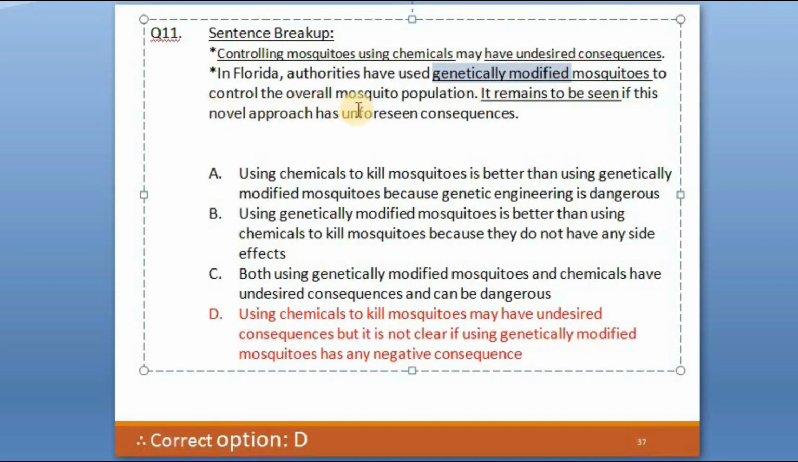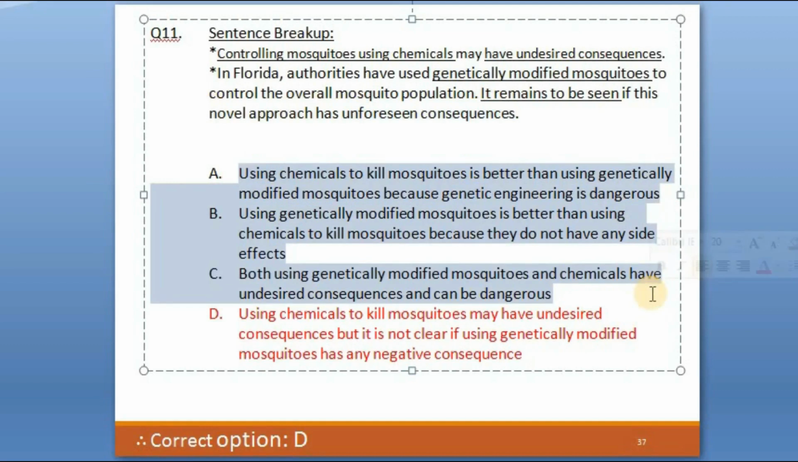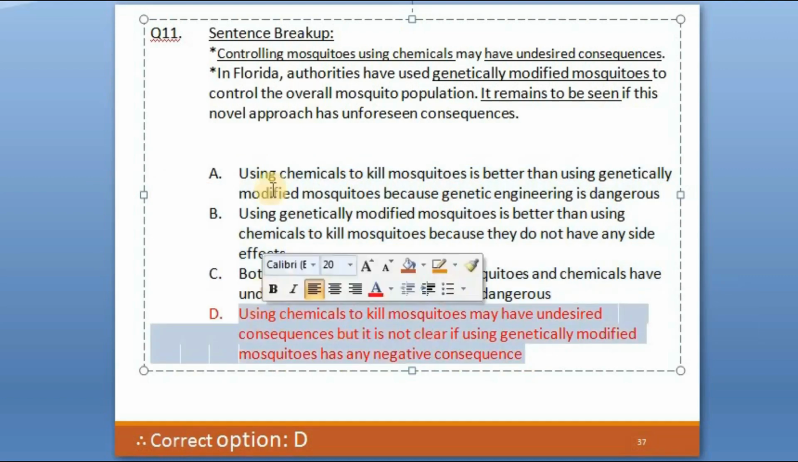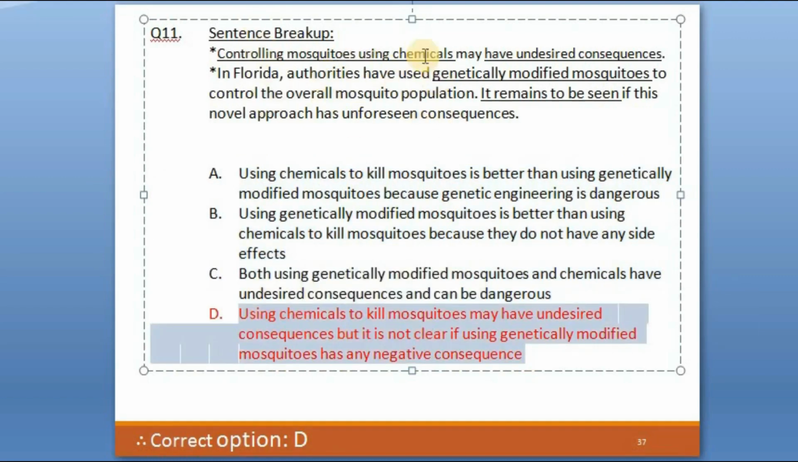So if we analyze the 4 statements here, then the last one, that is using chemicals to kill mosquitoes may have undesired consequences, but it is not clear if using genetically modified mosquitoes has any negative consequences. So this is the only statement which follows these 2 sentence breakups, right? And the other statements do not follow these given conclusions. Okay. So now let's move to the next question.